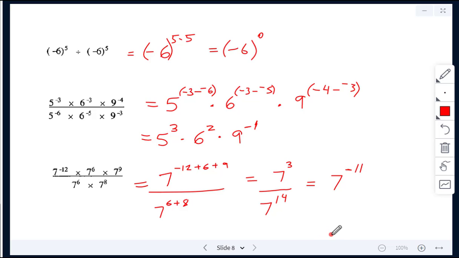And we can leave it as negative exponents for grade 8. Once you get to the higher level math classes, it is expected that negative exponents will be put into positive exponents, but we'll leave it as this.